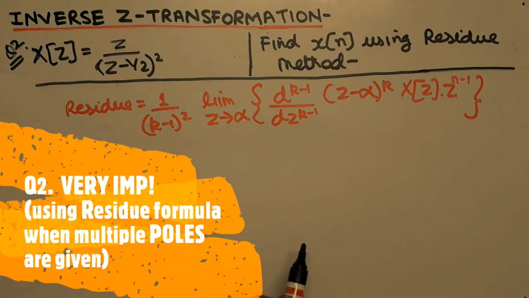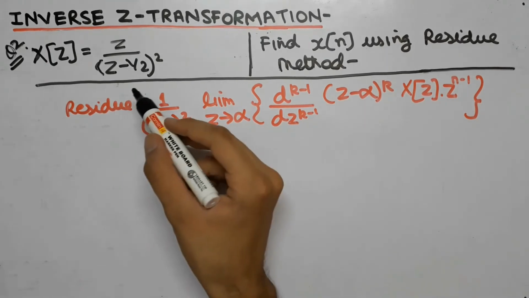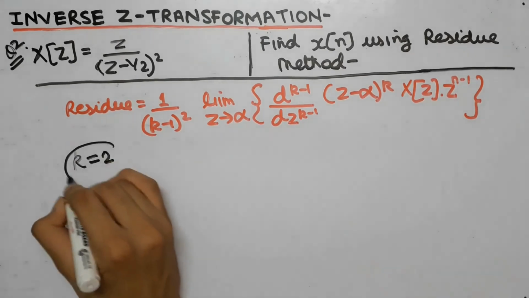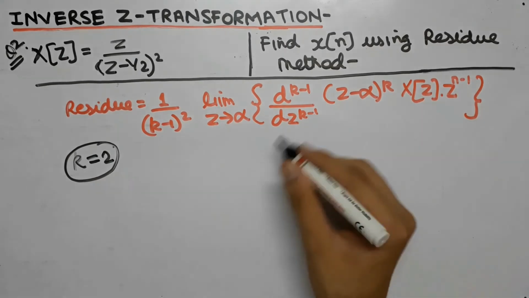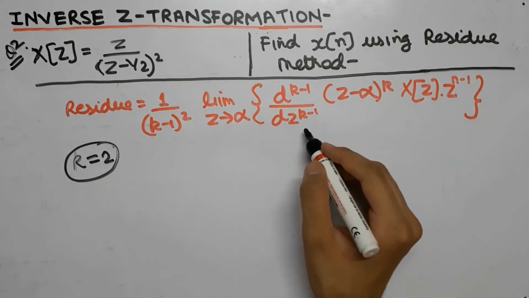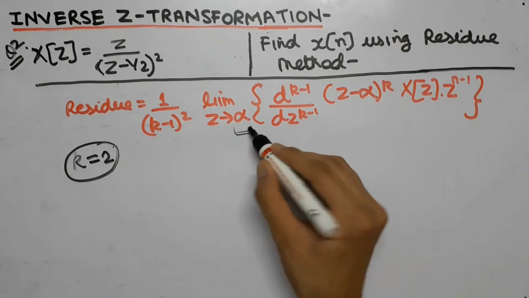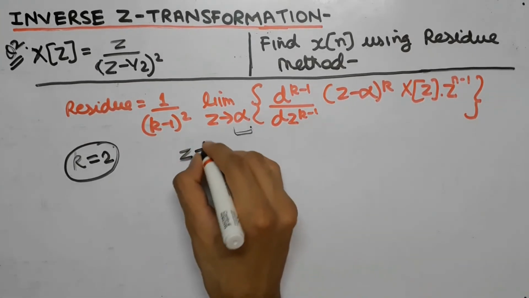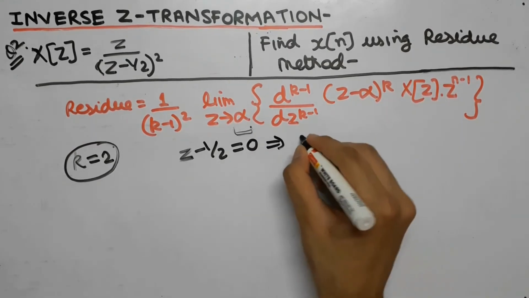Now guys, in question number 2, we have to find the value of x[n] using residue method. Now you will notice over here that we have a pole with multiple powers. That is, we have (z minus half) to the power 2. That is, our value of k will now be equal to 2. Now similarly, we will put this value of k over here and over here. And from that we will get this derivative to be of order 1. That is, this will be a first order derivative. And the value of alpha can be found out by putting the poles equal to 0. That is, we will write z minus half is equal to 0. From there we will get the value of alpha as half.